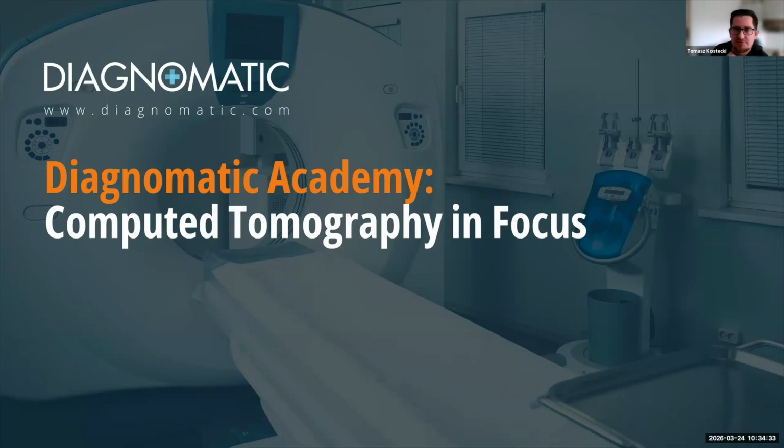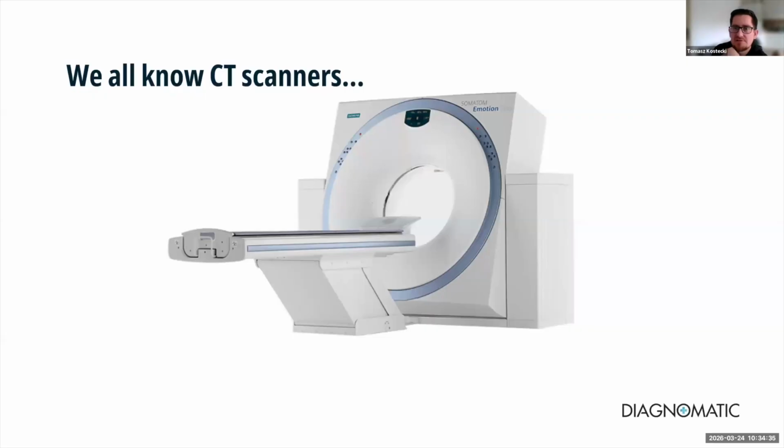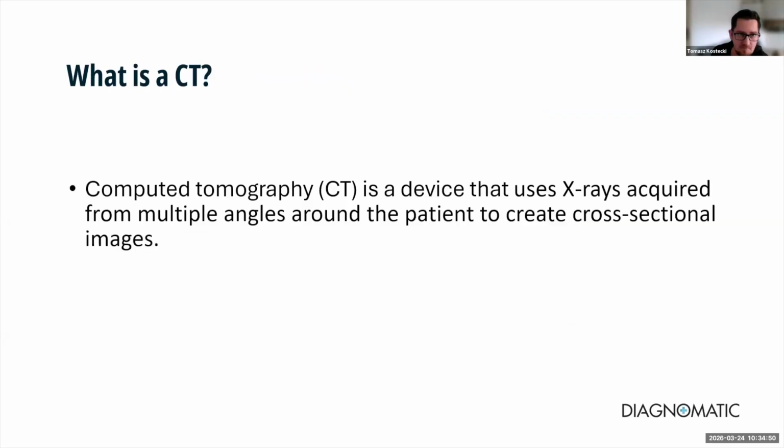So, computed tomography in focus. We all know CT scanners. They are the core of most diagnostic departments. But CTs have evolved far beyond that. What is a CT? Computed tomography is a device that uses X-rays acquired from multiple angles around the patient to create cross-sectional images. The key difference from a standard X-ray is that CT scanners collect data from many angles, not just one.